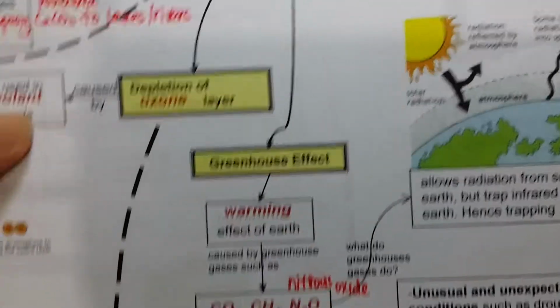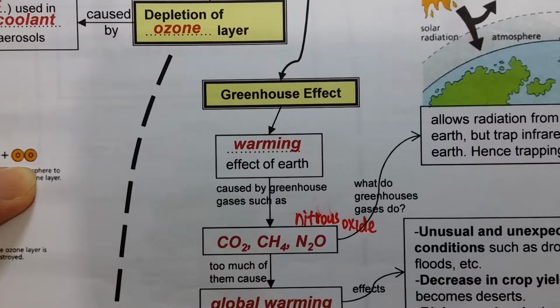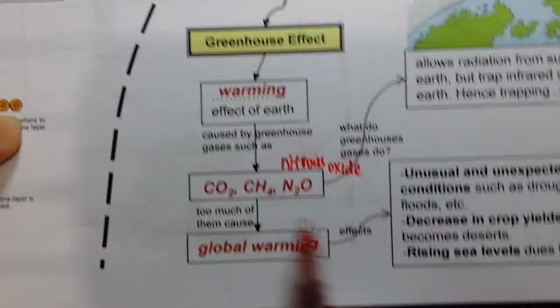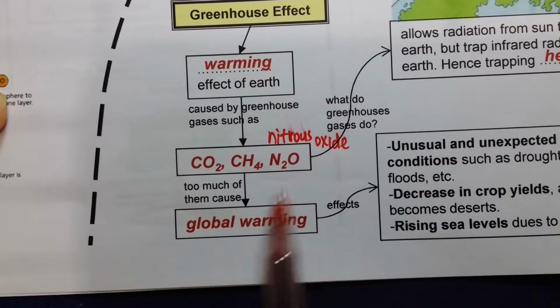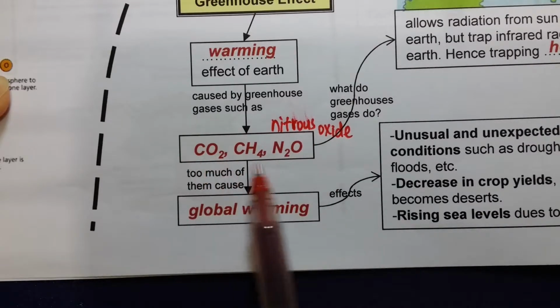Okay, another effect of air pollutants is the greenhouse effect. The greenhouse effect is the warming effect of the earth, and it is caused by greenhouse gases. These are the 3 most common greenhouse gases: carbon dioxide, methane, and nitrous oxide. So too much of these greenhouse gases would cause global warming.